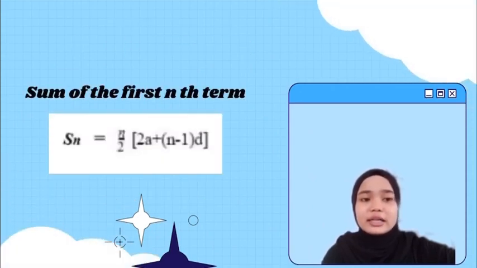To find the sum of the first n terms of an arithmetic sequence, we use Sn equals n divided by 2 multiplied by (2a plus (n minus 1)d).